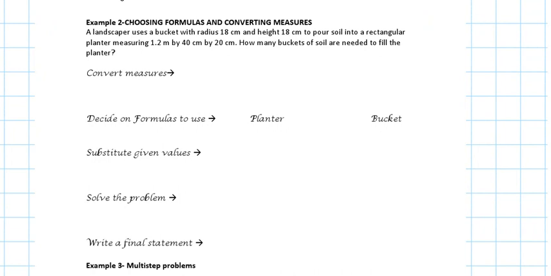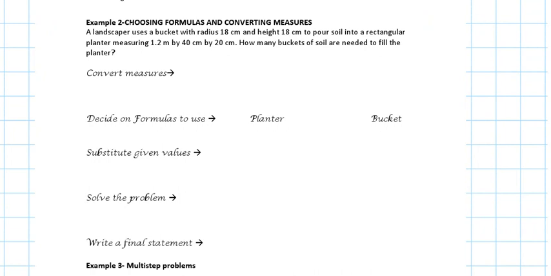So a landscaper uses a bucket with radius 18 centimeters and a height of 18 centimeters to pour soil into a rectangular planter measuring 1.2 meters by 40 centimeters by 20 centimeters. How many buckets of soil are needed to fill the planter? So if you have this question, what would you do? Go ahead, Eric. Write down the given information.